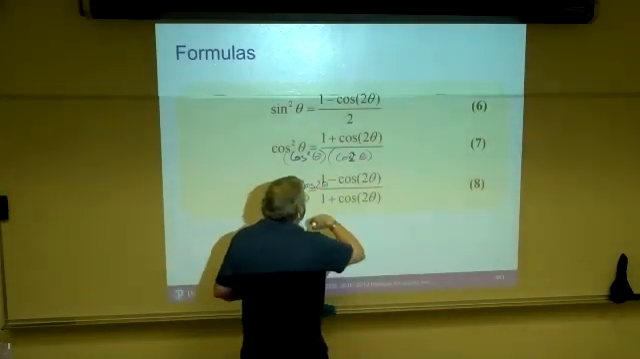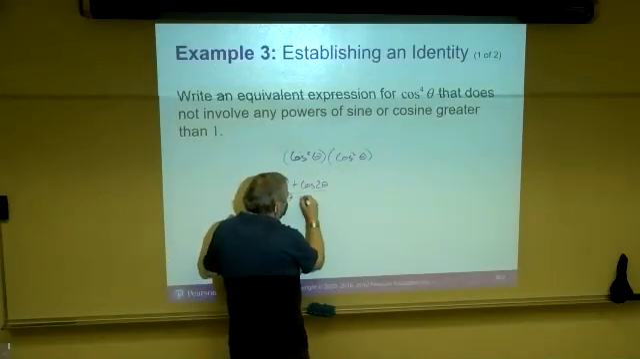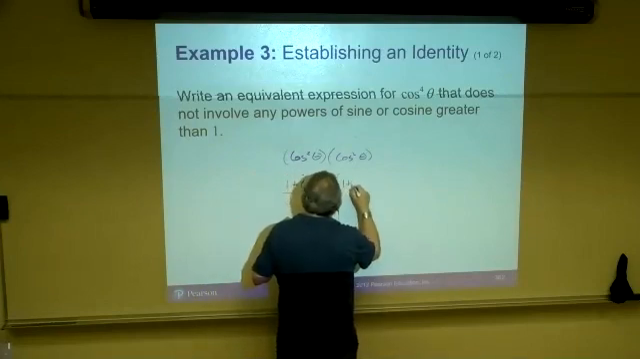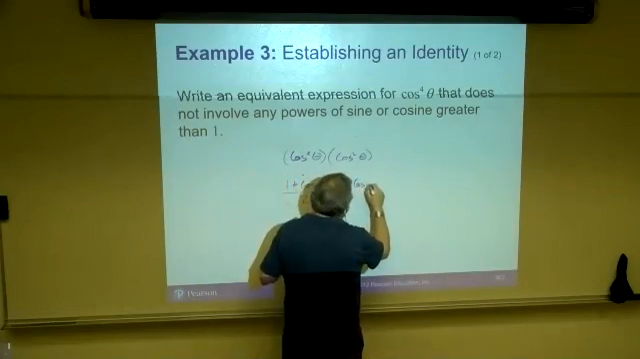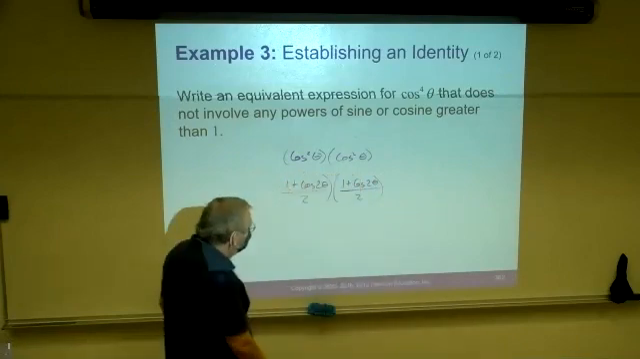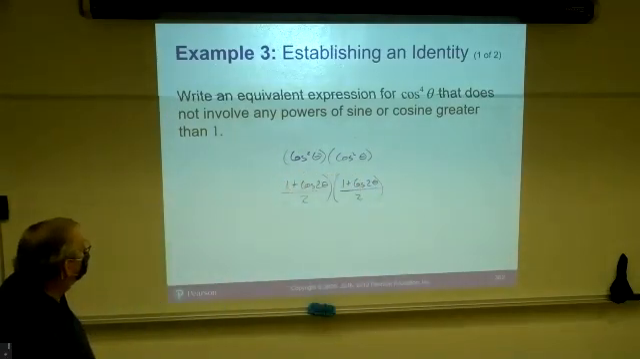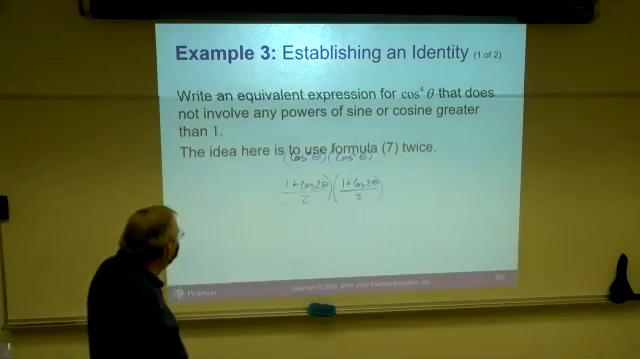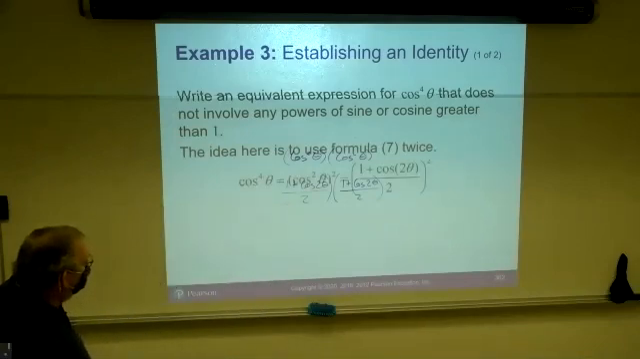All right, cosine squared is 1 plus cosine 2 theta, divided by 2, times 1 plus cosine 2 theta, divided by 2. Now, let's see what they do, because we're going to use that formula twice.